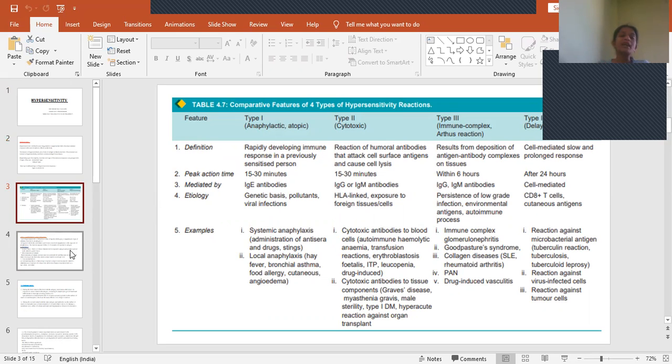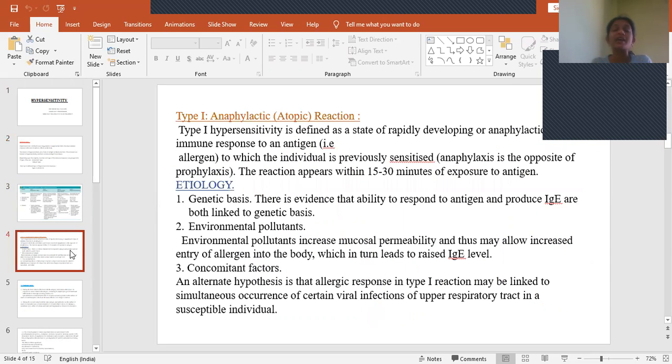Okay. So type 1 hypersensitivity reaction is also called anaphylactic reaction. What do you mean by anaphylactic or atopic reaction? It is defined as a state of rapidly developing anaphylactic immune response to an antigen or an allergen. It's an exaggerated response to any antigen, which causes anaphylactic symptoms. Here it is very rapid. That means the reaction appears within 15 to 30 minutes of exposure to the antigen.